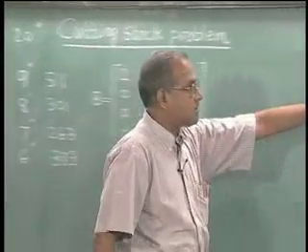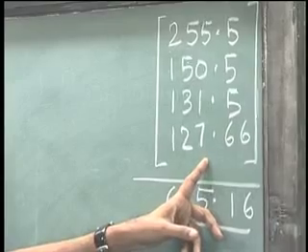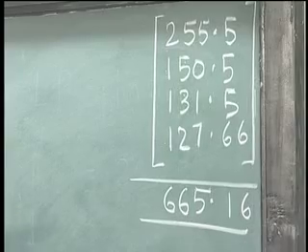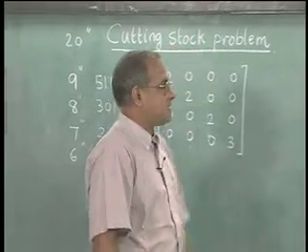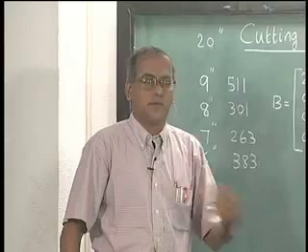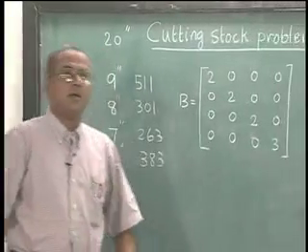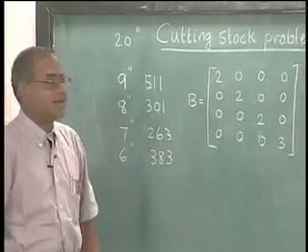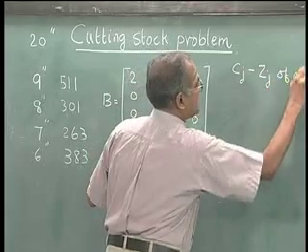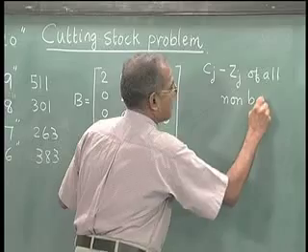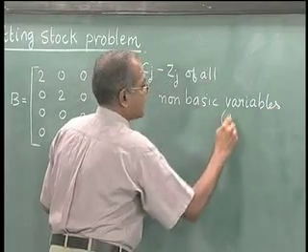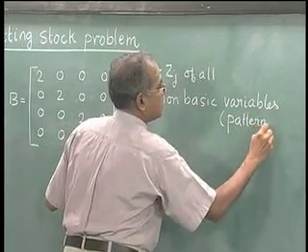Now, this is a feasible solution to the linear programming problem, because we will be able to meet the demand of all of these, and it satisfies all the constraints, all the variables x are greater than or equal to 0. So, this is a feasible solution, 665.16. Now, we need to check whether this is optimal. Now, this will be optimal provided we evaluate Cj minus Zj of all non-basic variables, or in this case of all non-basic patterns.